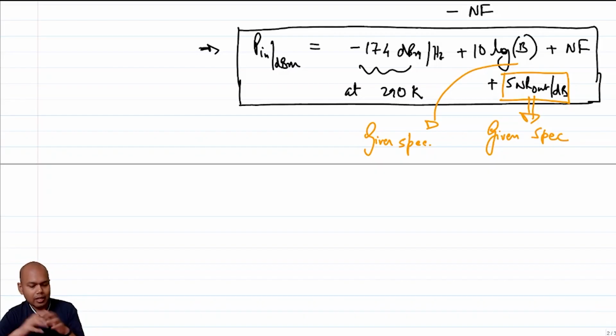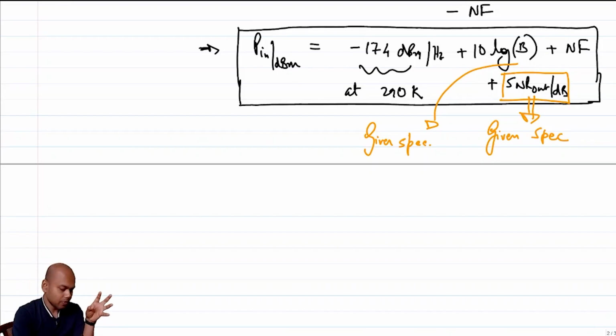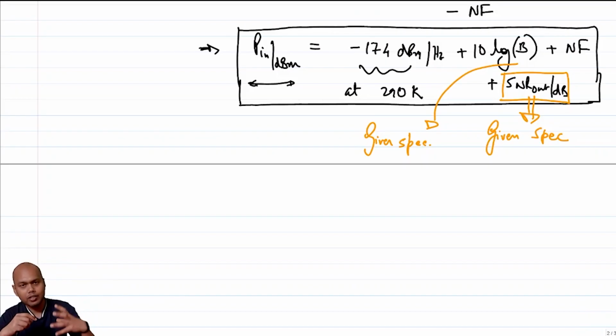Is this telling us that if I want a signal to noise ratio of some fixed value, right, I need to have a certain amount of P in at the input of my receiver, given that my receiver has a certain noise figure. Other way of saying the same thing is, if I am targeting a certain P in, then from this formula, I can back calculate what is the noise figure of the receiver that I want.